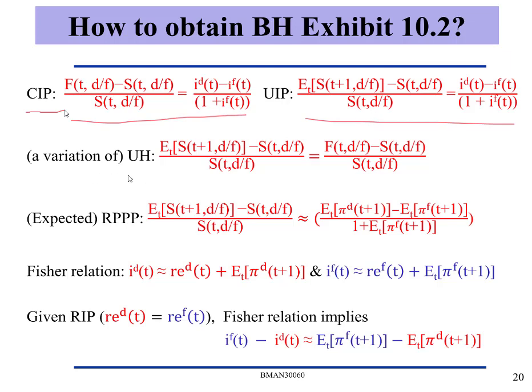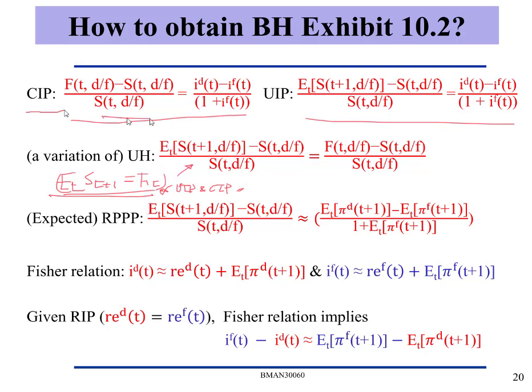And from the UH hypothesis, the expectation of S_{t+1} is equal to the forward price. How do we get this one? When UIP holds and CIP holds together, we have this, right? Now, given these expressions, we can get the variation of UH.